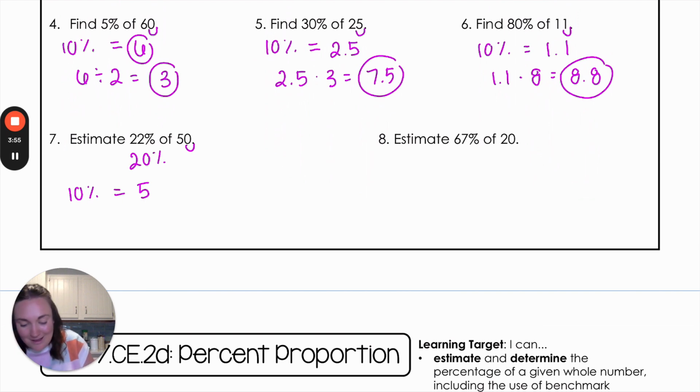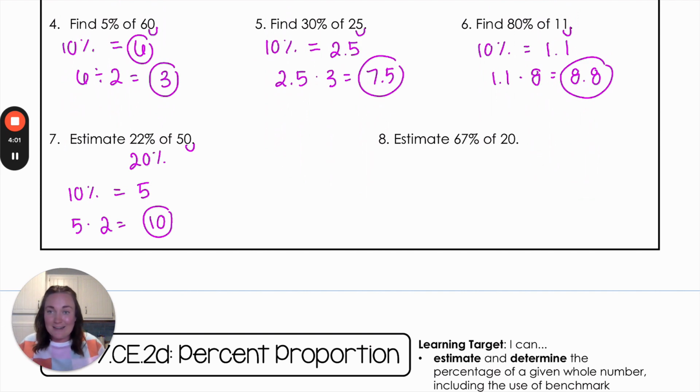20% is double that. So 5 times 2 gives me 10. So not exactly, right? But if we're estimating, 22% of 50 is going to be right about 10. And if you actually calculate out 22% of 50, it's actually 11. So we can see that we were really close in our estimation.